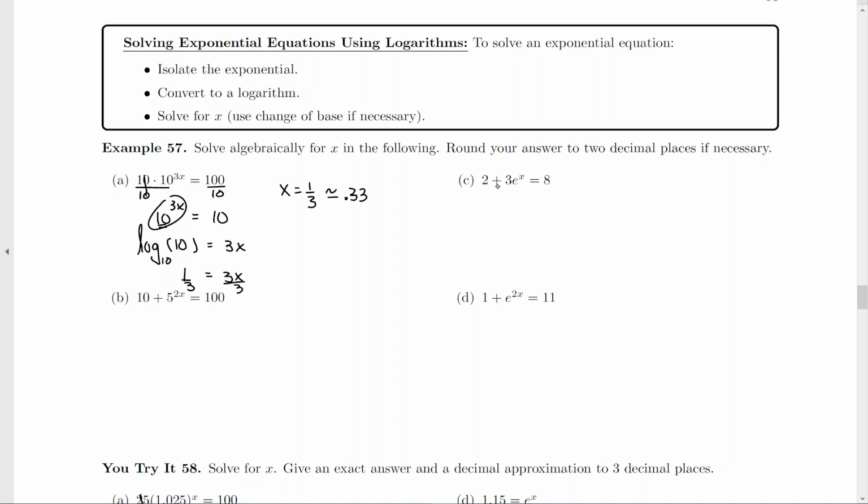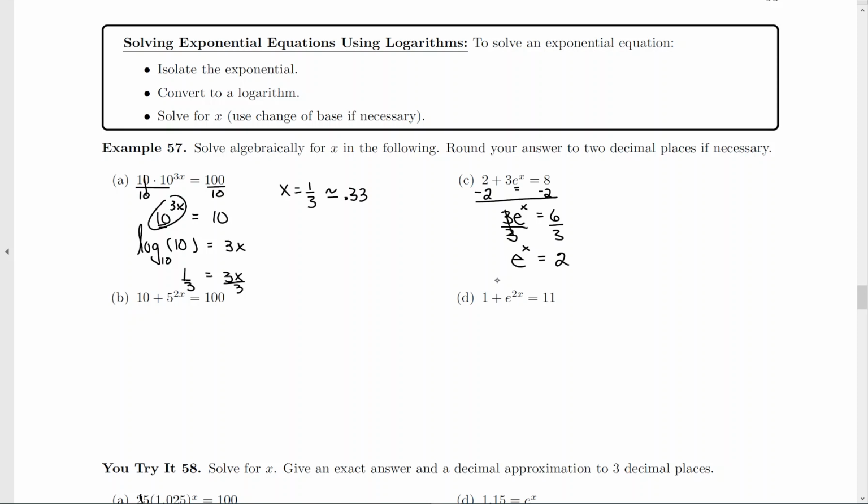Okay. For letter C, again, here's my exponential, but I do have an addition problem. So the 2 has to move by using addition-subtraction property. Since it's a positive 2, we're going to subtract 2 from both sides. This is now 3 times e to the x equals 6. To get rid of the 3, it's hooked by multiplication, so you divide it off. So we have e to the x equals 2.